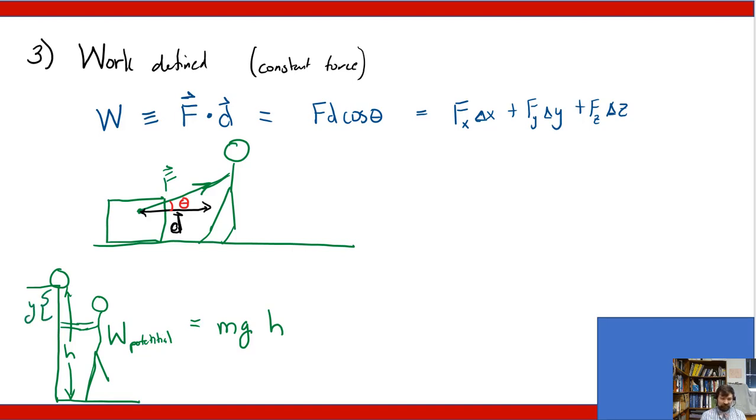Okay, so if that's true, then the work would have been mg times delta y. But the potential energy would have been mgh. Okay?